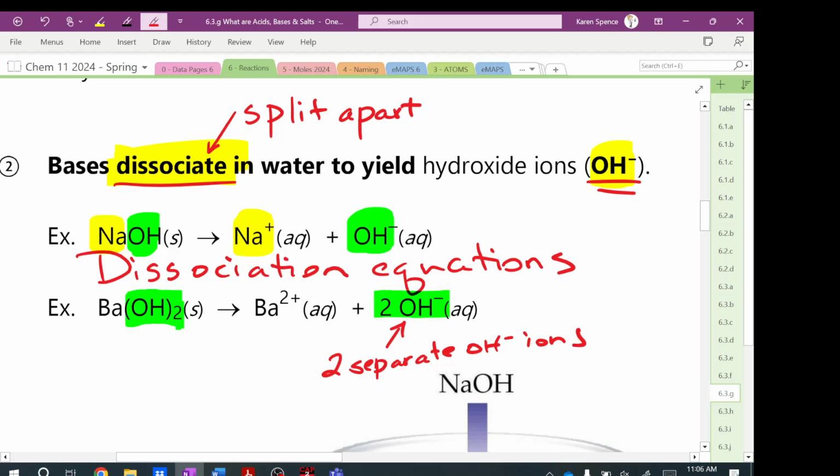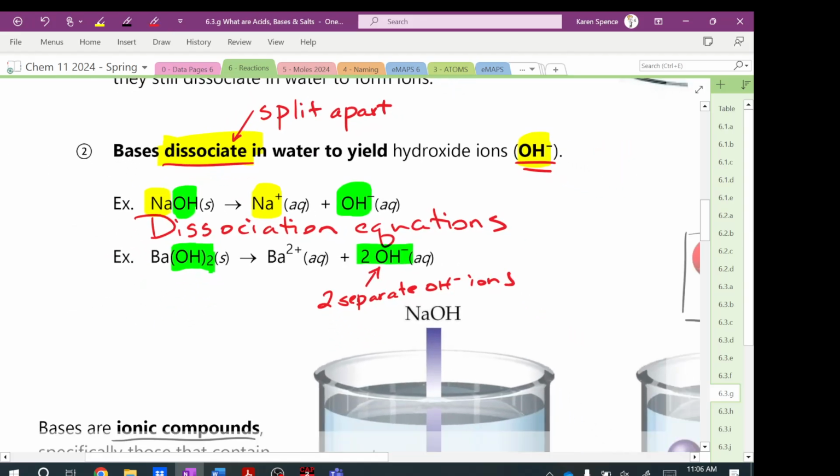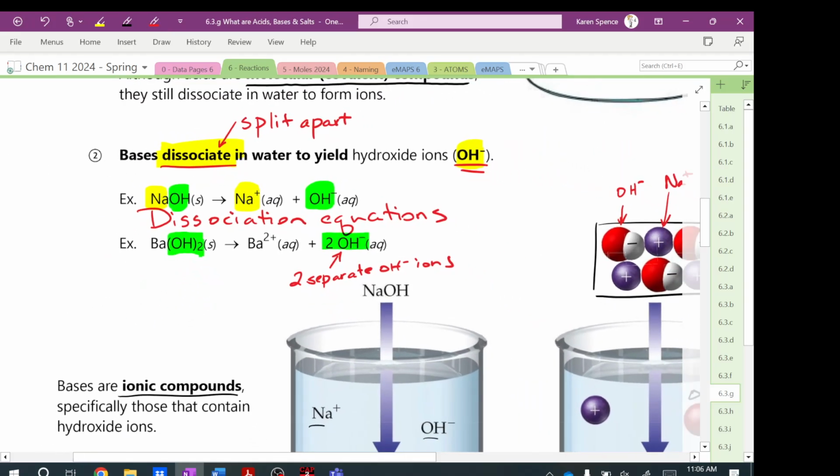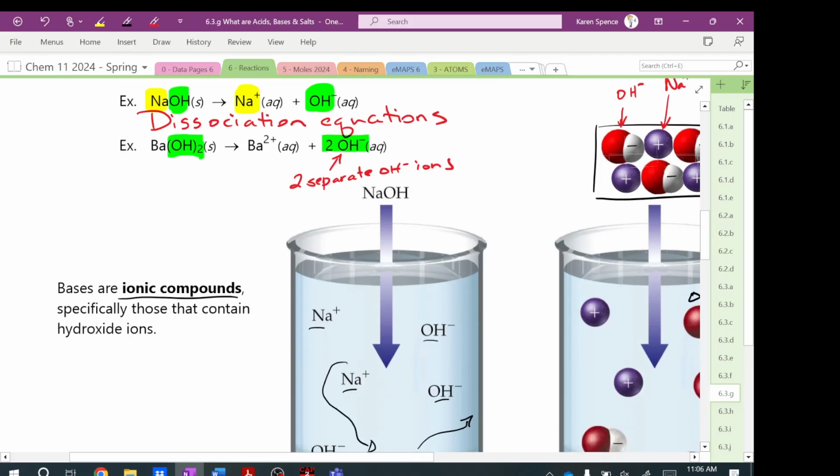So all you do is you take your solid compound, you write it together, it has no charge. When they dissociate, they split apart into ions that have charges, and you have to make sure you have the right number of each. So those are acids, these are bases. And what was the third type of thing we're going to look at? Salts. Do you guys know what a salt is?